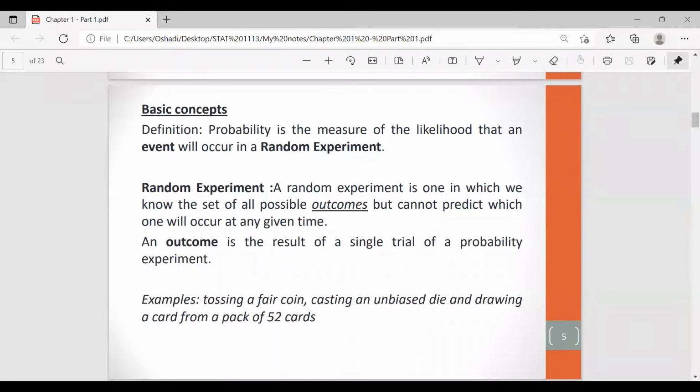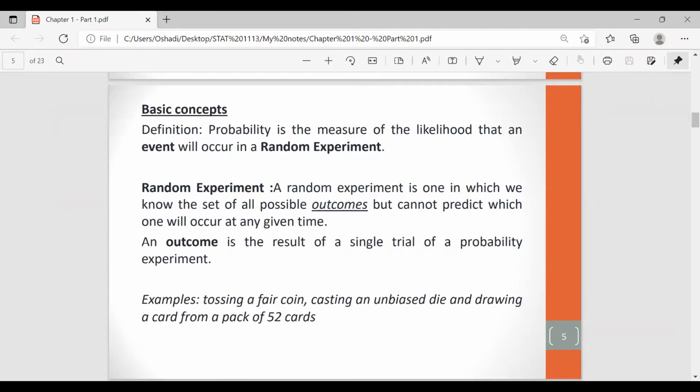They are called outcomes. The outcome is the result of a single trial of a probability experiment. When someone tosses a coin, we get two outcomes, head and tail. We know the outcomes are head and tail, but we do not know which outcome will occur at the given time. So those kinds of experiments are called random experiments.